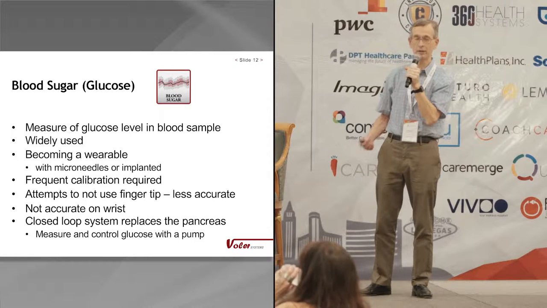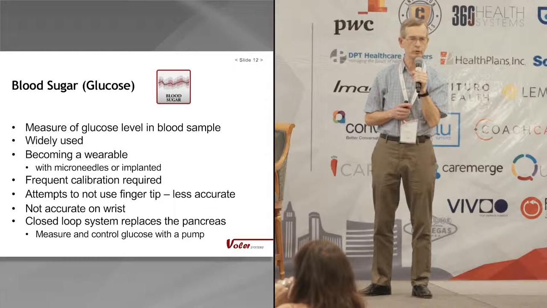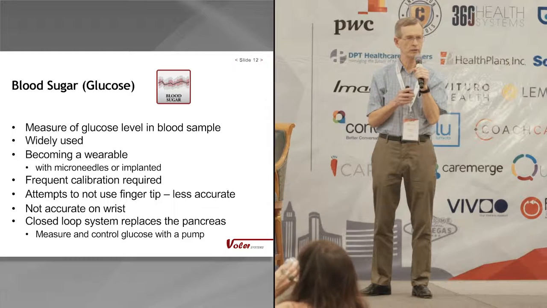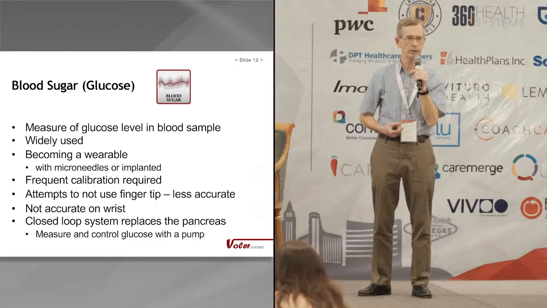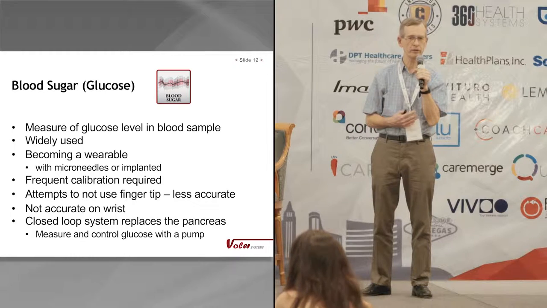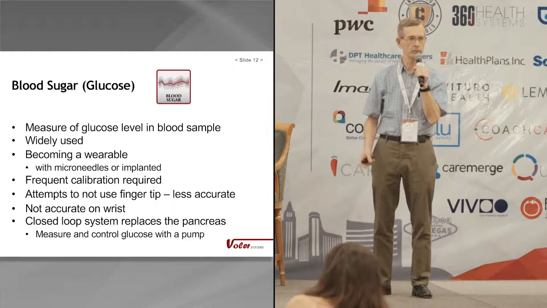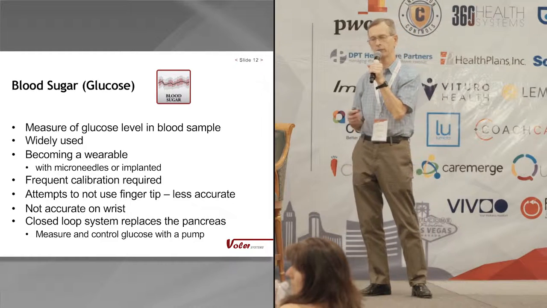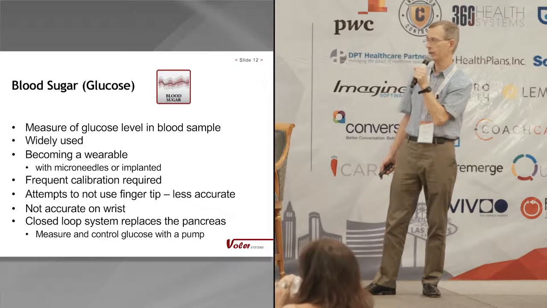You can also, in the last few months, in the last year, they've introduced the connection between the glucose monitor and a wearable pump. So you can now have a complete pancreas external to the body that's providing you the closed loop. It gives you the glucose and measures the results of it. So there's been a lot going on in that space.